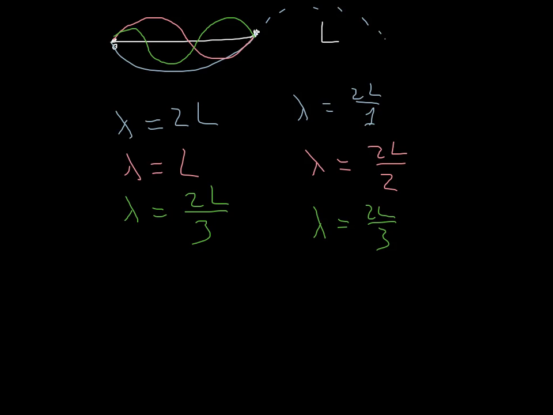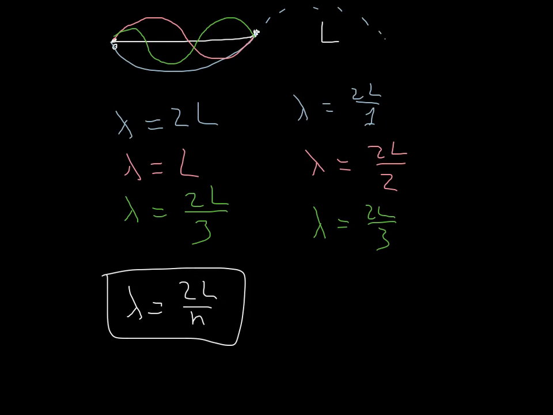But if you take a look at this, it always has the same pattern, right? It's 2L over a number, and then this number gets bigger and bigger and bigger. So we can deduce then that the wavelength of any standing wave, when the 2 points are fixed, has to be lambda equals 2L over n, where n is an integer. Good. Now, however, we have other types of standing waves that have a different formula for the wavelength.